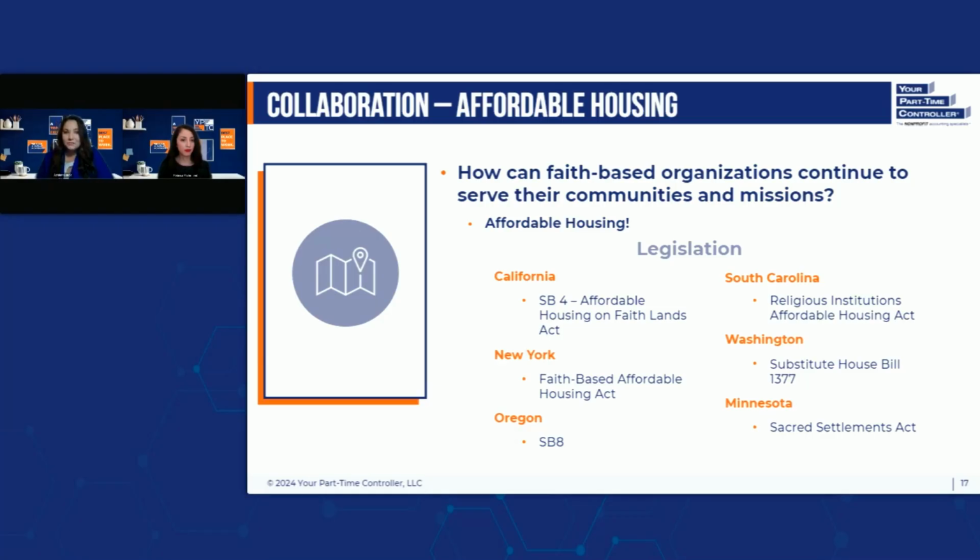States like California, New York, Minnesota, Oregon, South Carolina, and Washington, just to name a few, have recently passed legislation to waive certain zoning requirements and environmental objections to make the process and potential for faith-based organizations to collaborate with other nonprofits or build affordable housing projects on their property easier.